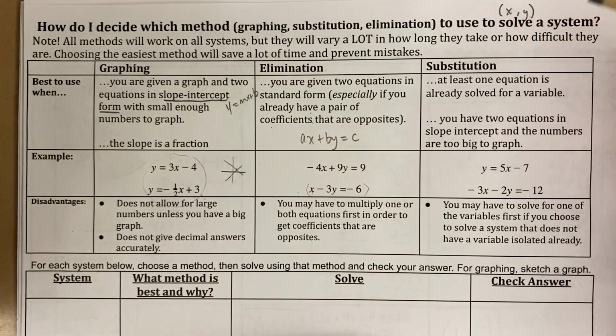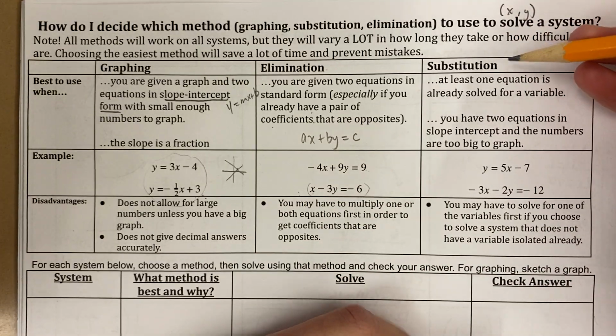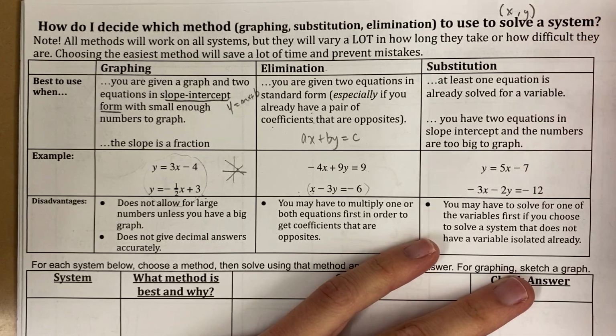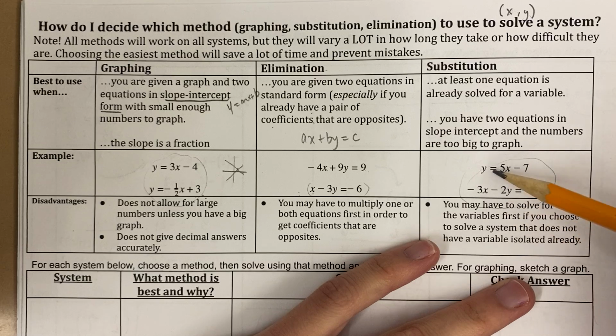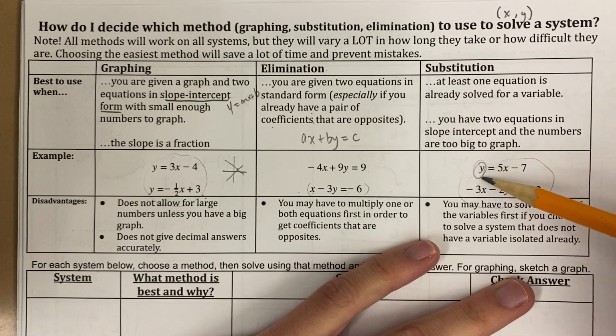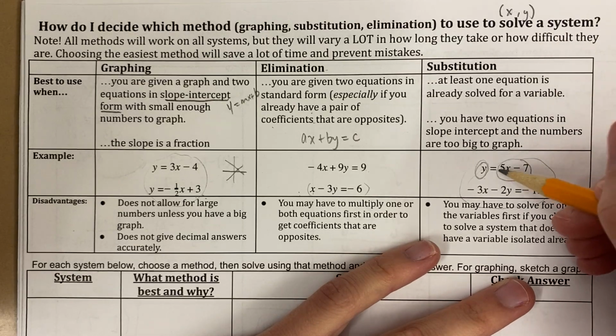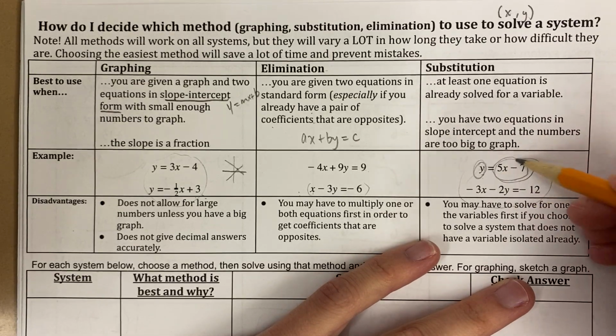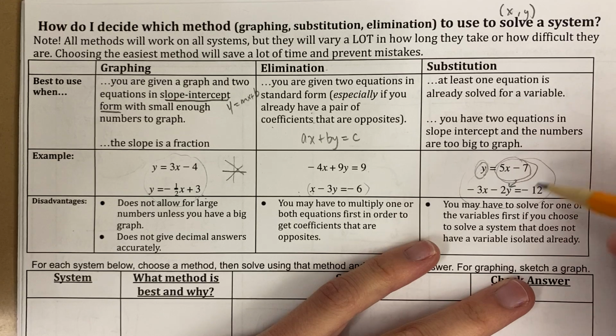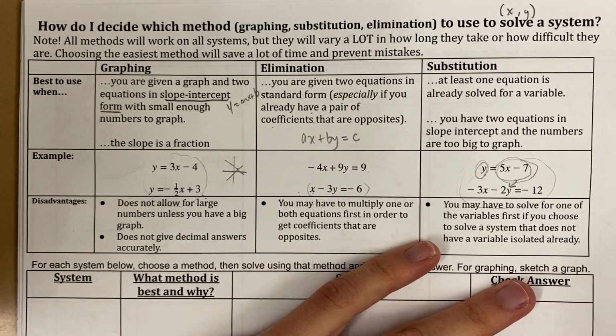Now, substitution. Substitution is one that is used in a couple different situations. One is a situation like this. Let's say I have a variable by itself, and that variable is equal to this. What you would do is you would just take this 5x minus 7, and you'd plug it in for y. Right? And then you'd have an equation that would only have x, and you'd solve, and you'd get x, and you'd plug it back in. So this kind of situation is one situation where you might use substitution.